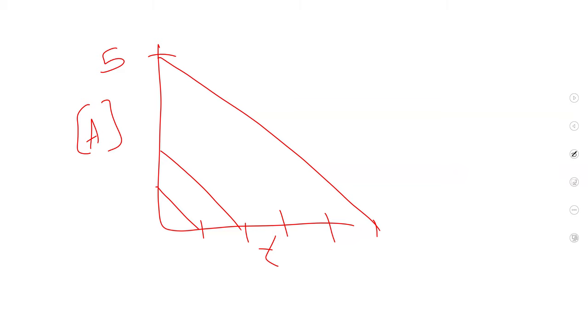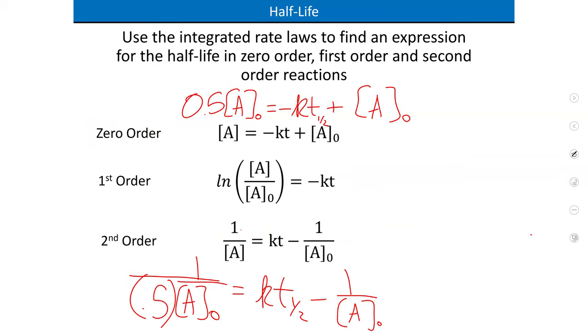Second order reactions don't look like that, and first order reactions don't look like that either. They all have a form that you can plot that will give you a straight line. If it's a first order reaction, it's natural log versus time. If it's zero order, it's just concentration versus time. What is it going to be if it's second order?